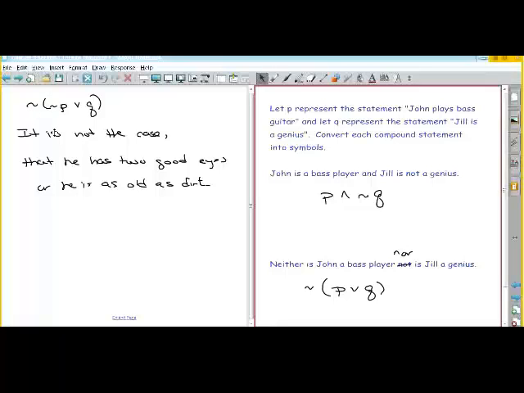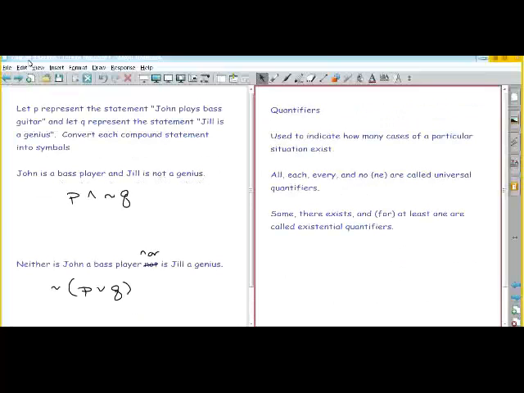If you ever have to go the other direction, just say it is not the case. I guess so, let's think about that. Neither, so if we did neither does he have two good eyes, nor is he as old as dirt. I guess that would be the way you would use neither nor instead of just it is not the case. That's a little harder to think about. Okay, so you got a couple of those to practice on.